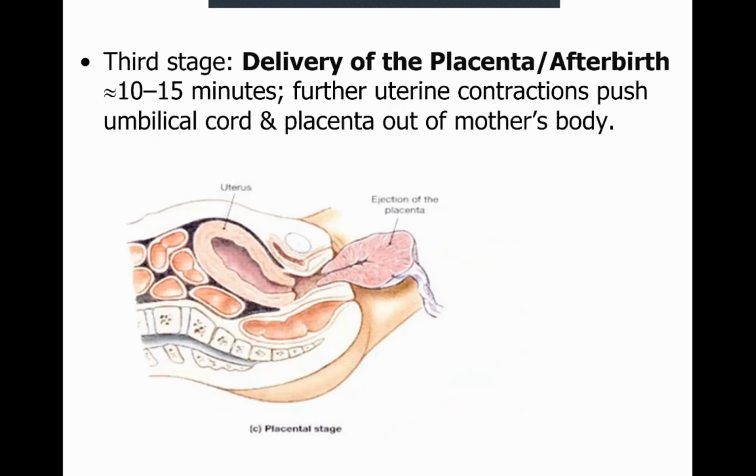Okay, next, third stage. Third stage of labor is delivery of placenta, or we call it the afterbirth, right? So the placenta will be delivered 10 to 15 minutes after the baby is born, where another contraction or another series of contractions will happen. Further contraction of the uterus will push the umbilical cord and placenta out of the mother's body. So you can see this is the ejected placenta and part of the umbilical cord.